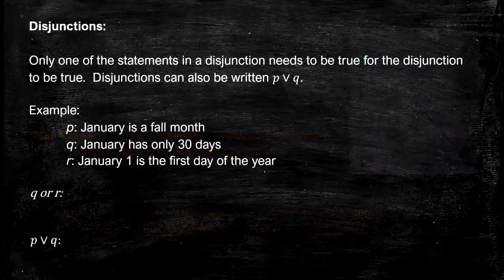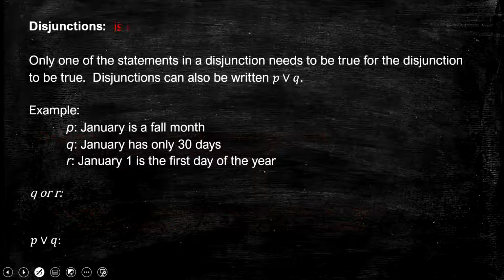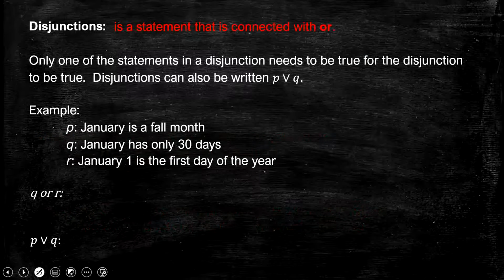Okay. Disjunctions. The disjunctions are the statements that are connected with the or. Again, for a disjunction, only one of the statements needs to be true. If P is true and Q is false, the disjunction is true. It's written with the upside down mountain, the V.